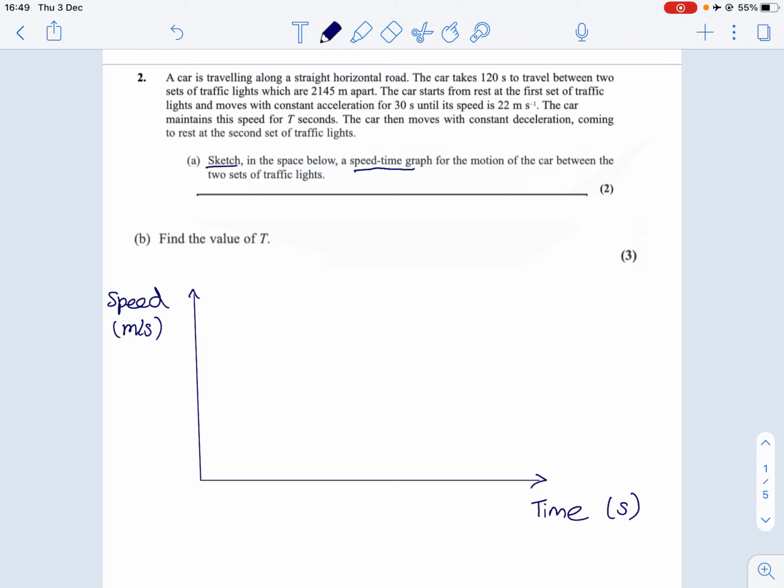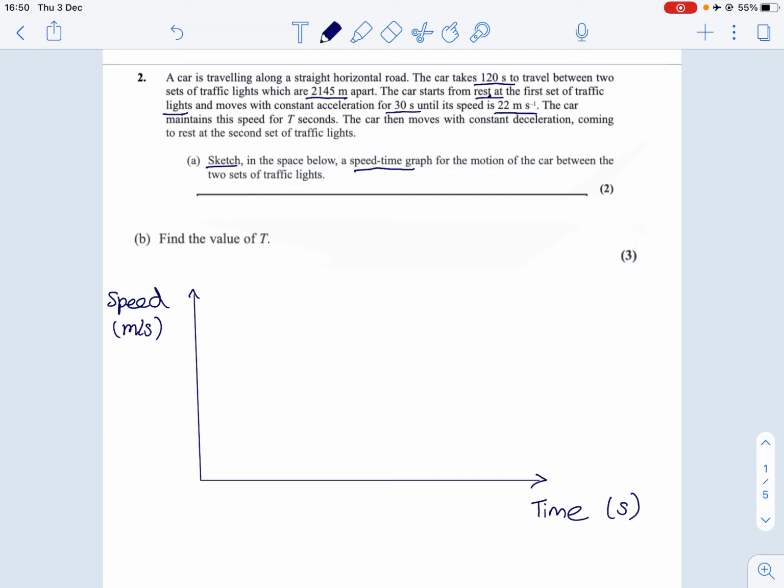So let's read the question. A car is traveling along a straight horizontal road. The car takes 120 seconds to travel between two sets of traffic lights, which are 2,145 meters apart. The car starts from rest at the first set of traffic lights and moves with a constant acceleration for 30 seconds until it reaches 22 meters per second.